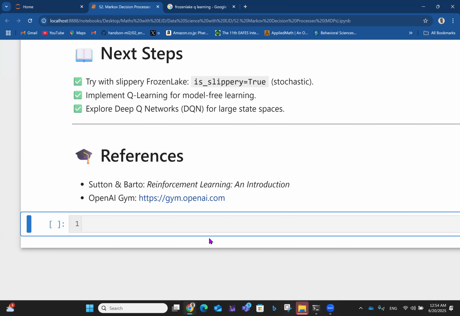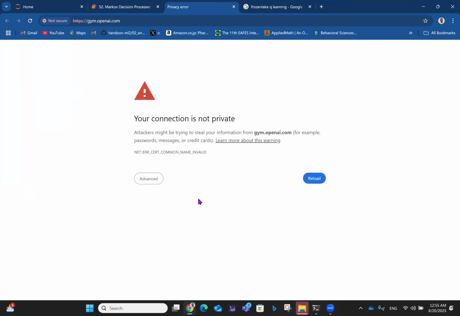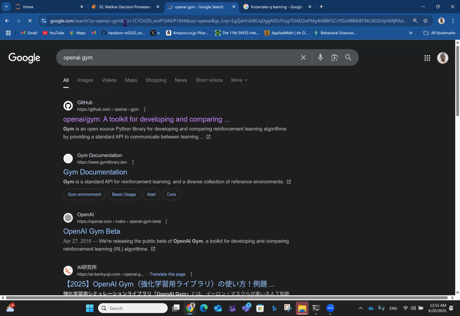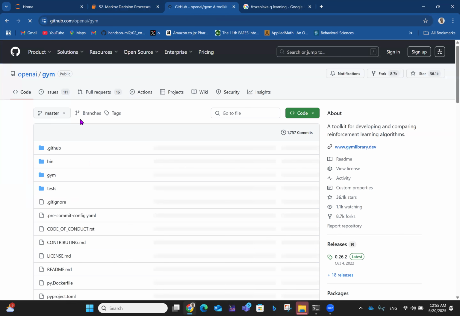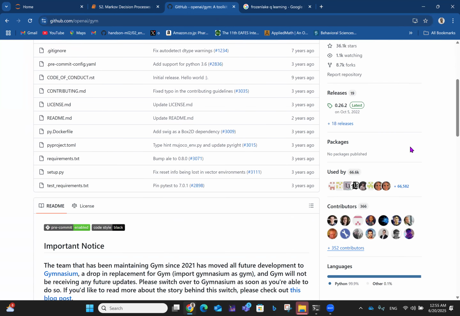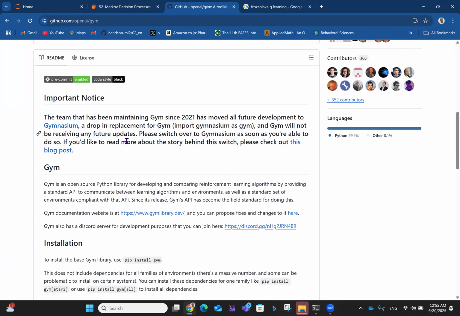And then the OpenAI Gym, just click on this, it takes you there. Or if that's not working, you just type OpenAI Gym straight, and it takes you right there. It takes you to the GitHub documentation. It tells you this is a toolkit for developing and comparing reinforcement learning algorithms. The team that has been maintaining Gym since 2021 has moved all feature development to Gymnasium. So they now have a new place called Gymnasium.